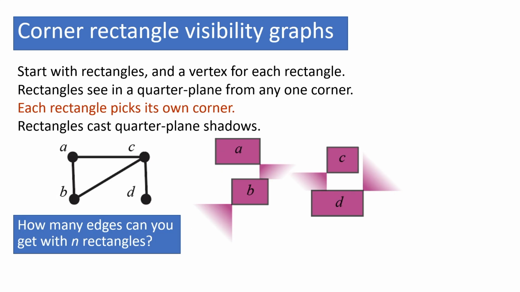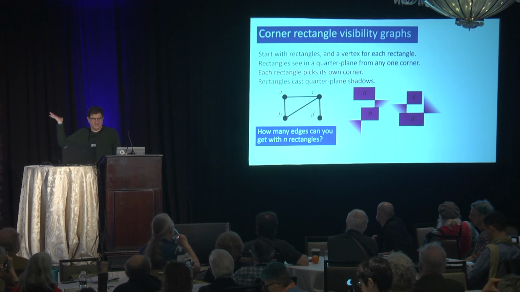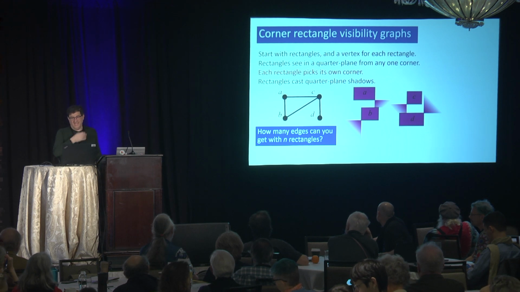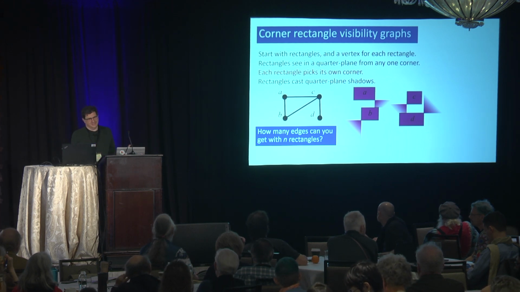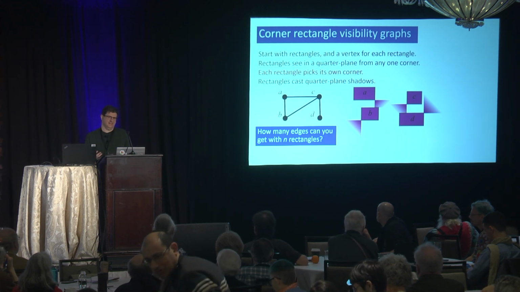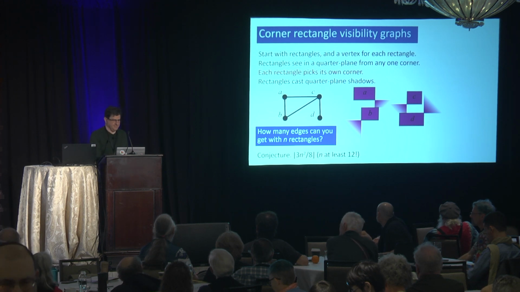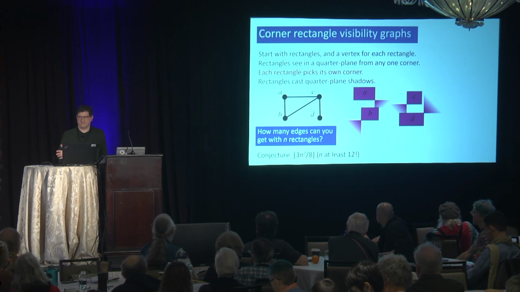This is continuing on to the next question. This is what we call just corner rectangle visibility graphs, where the rectangles are looking in 4 different diagonal directions, but each rectangle is only looking in one direction, and they get to pick. Each rectangle decides which of the 4 diagonals it's going to view. And again, we asked, what's the maximum number of views we can have? Here's what we think. It's 3n squared over 8 rounded down.